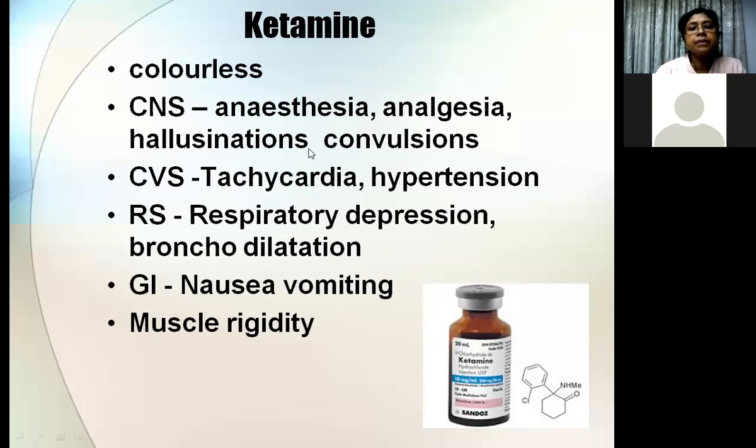So you have to be careful when you're giving it to a fitting patient. Tachycardia and hypertension is something that it does. So if you have a patient whose blood pressure is low, it's good to give. But if you have a patient who has cardiac problems, it's not good to give. Respiratory depression can occur, but it dilates the bronchioles, so it's good for bronchial asthmatics actually. It causes nausea, vomiting, and it can cause muscle rigidity.